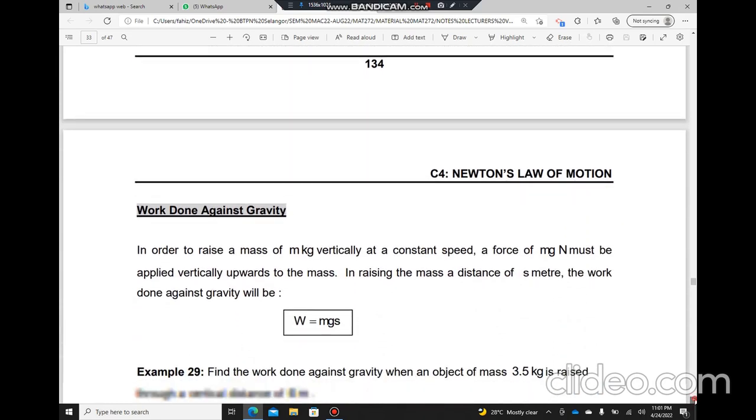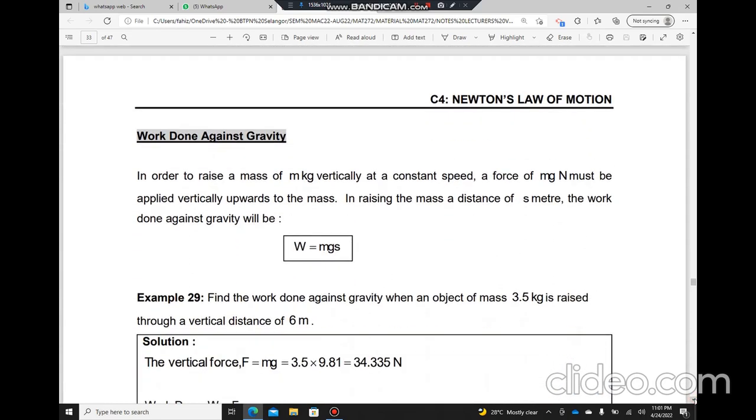Okay, so next is work done against gravity. In order to raise a mass of m kg vertically at a constant speed, a force of mg Newton must be applied vertically upwards to the mass. In raising the mass a distance of s meter, the work done against gravity will be W equals mgs. So yang ni mg ni dia menggantikan F. Dia still lagi sebab dia melibatkan gravity. So this one kalau sebelum ni kita guna F kan.